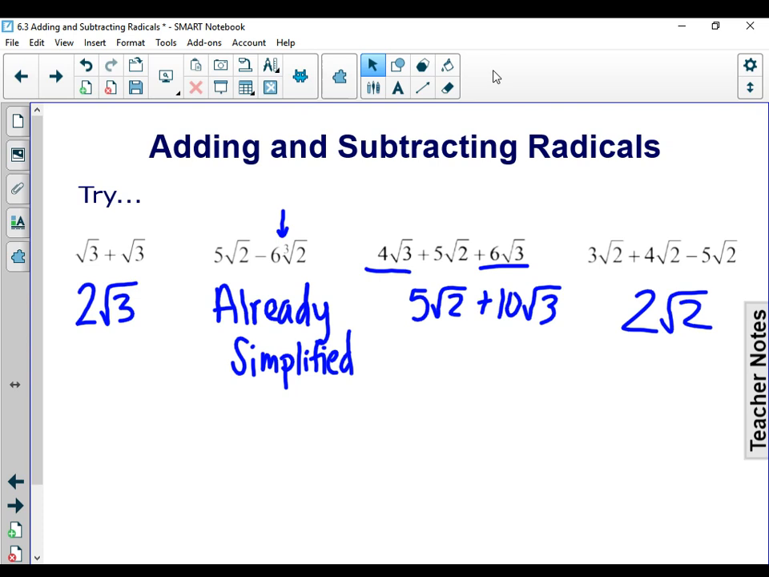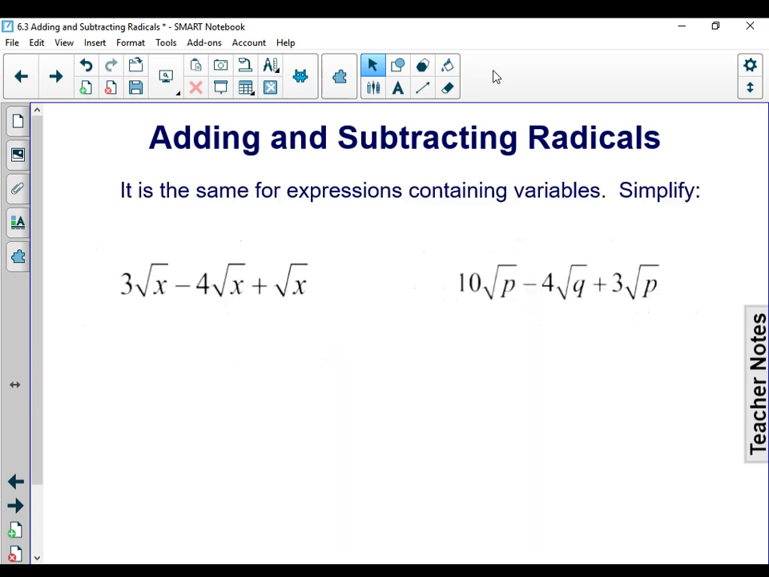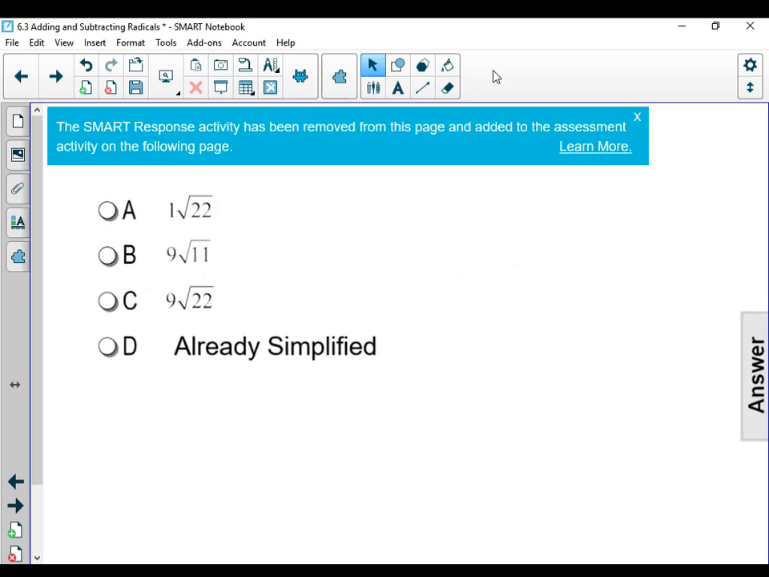We might have to simplify those first to see if we can combine them, okay? So again, what we've been doing, not too much is different. Variables are the same way. We don't need to do one of those. If they all match inside there, then you can combine them. So let's try.